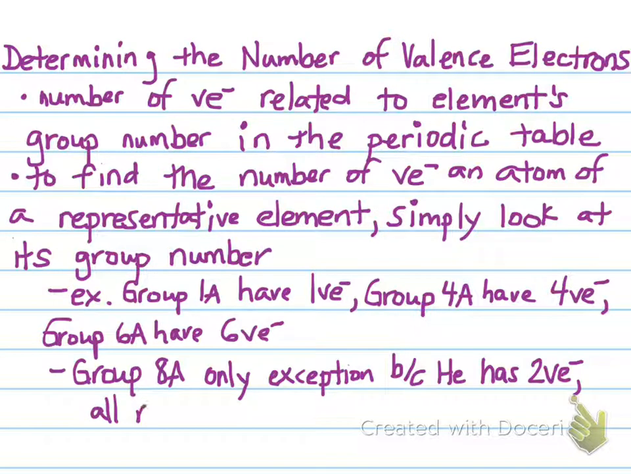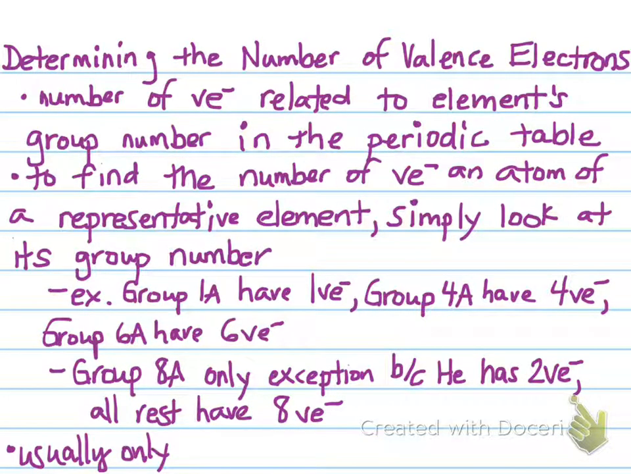All the rest have 8 valence electrons. And it is usually only the valence electrons involved in chemical bonds.